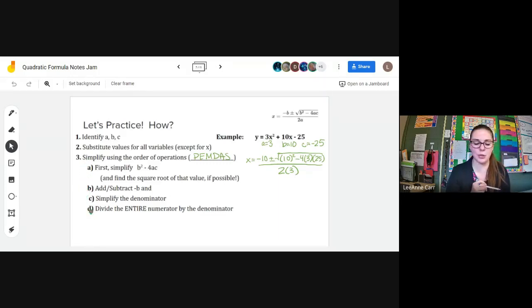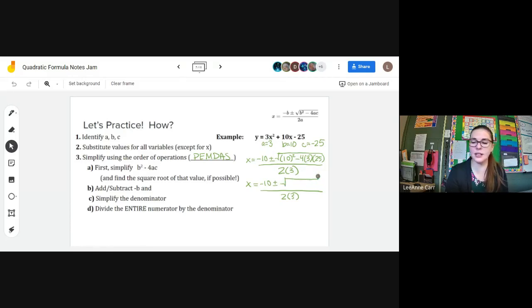If you are writing this on a separate sheet of paper, I would strongly suggest you get this example down and then you paraphrase a little bit of this. We get our steps down as well so you can reference this. Okay, so I'm going to leave this negative 10 alone. I'm going to leave the plus and minus alone. And I'm going to leave this 2 and 3 alone for now. I'm just simplifying what's under the square root.